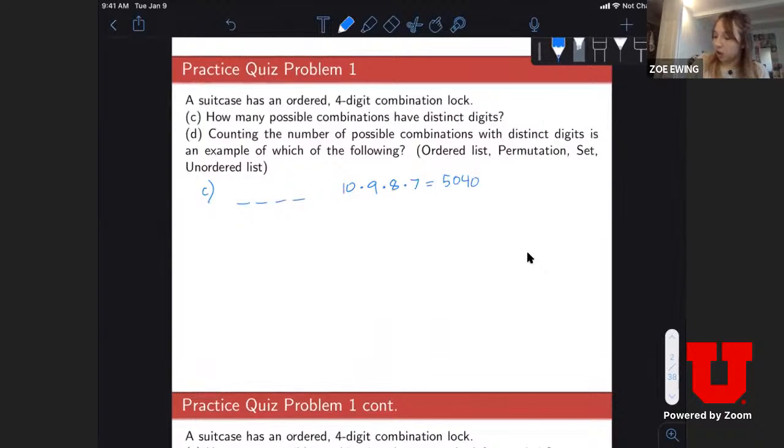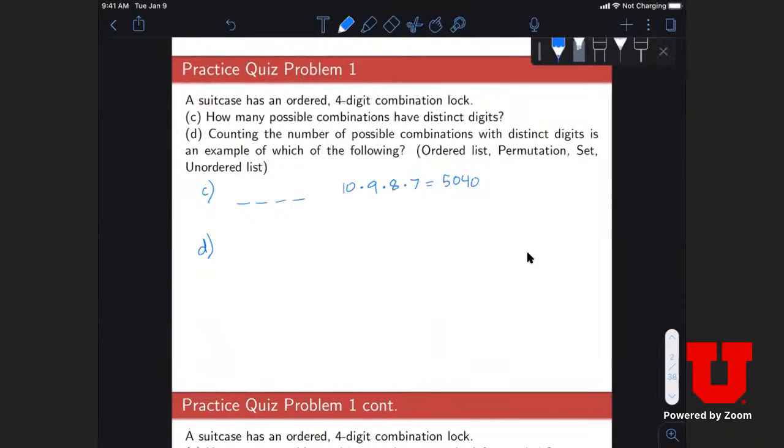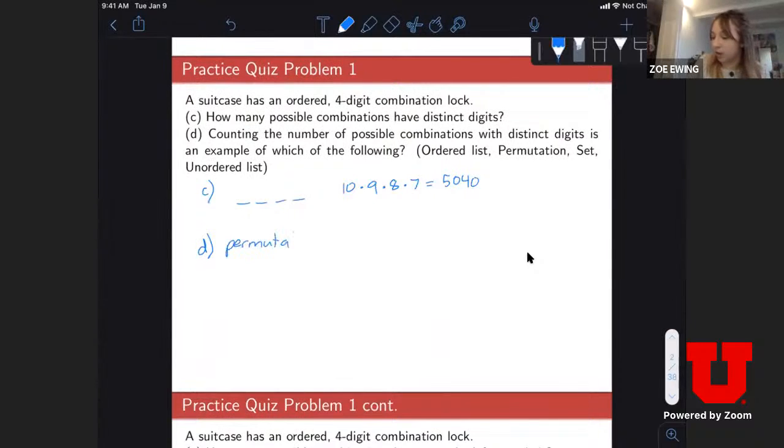Okay, so we didn't really use any of these, but if we were to use an ordered list, permutation set, or unordered list, which of them would get us the same answer? Permutation. And the formula for that would be, we have 10 and we're picking 4, which would turn out to be 10 factorial over 6 factorial, and that would get us the 10 times 9 times 8 times 7 that we got here.